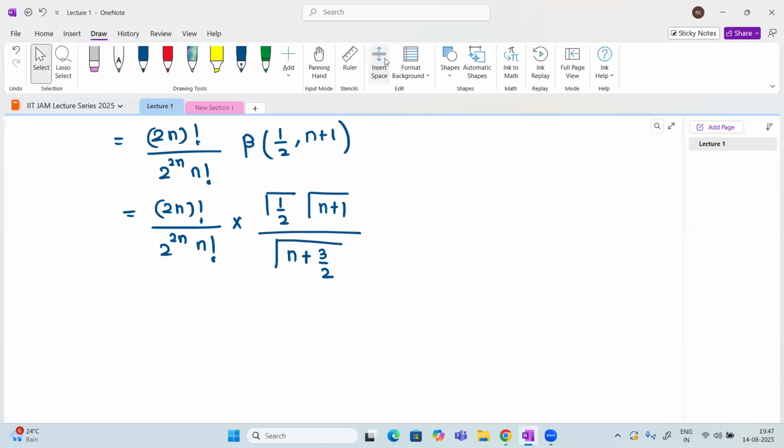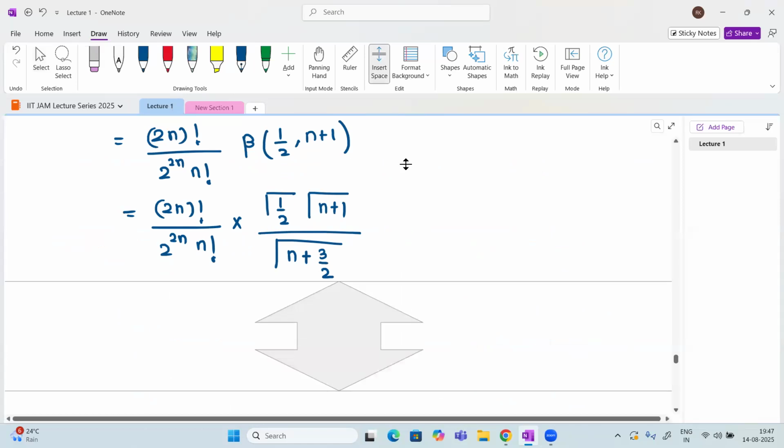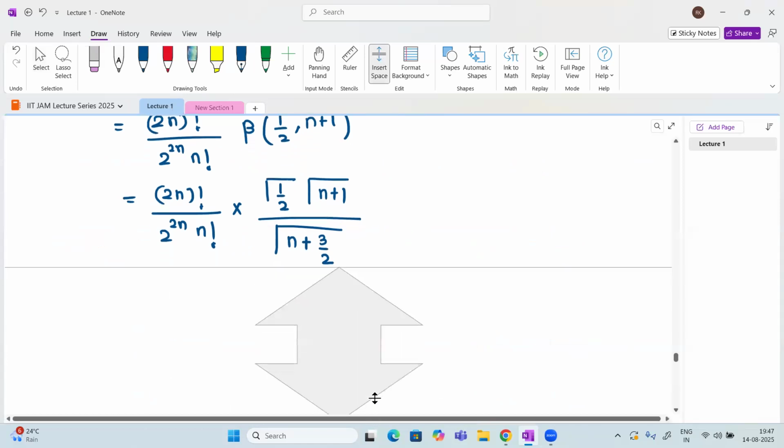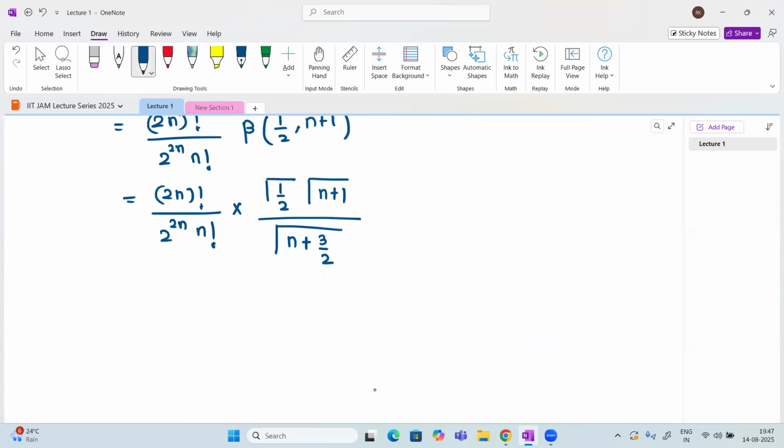Gamma half is equal to root pi, right? So this is equal to (2n)! / (2^(2n) n!) times gamma half, and gamma half is root pi, but just for this step, I will keep gamma half. In the next step, I will write it.